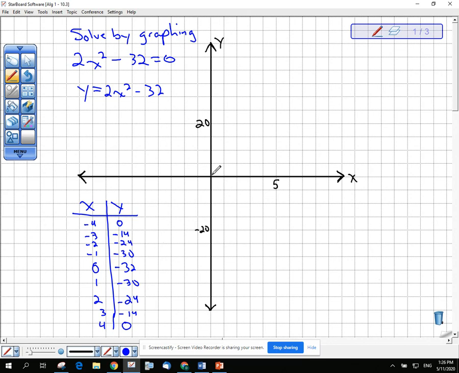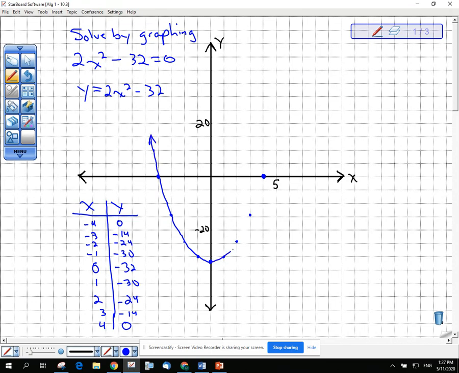And negative 4, 0 will be here. 4, 0 will be here. We'll come back to those in a second because those are our solutions. Negative 3, negative 14. 3, negative 14. Negative 2, negative 24. Negative 1, negative 30. And then our vertex is at negative 32, like right about like this. Okay, so you can draw a fairly nice looking complete parabola like this.